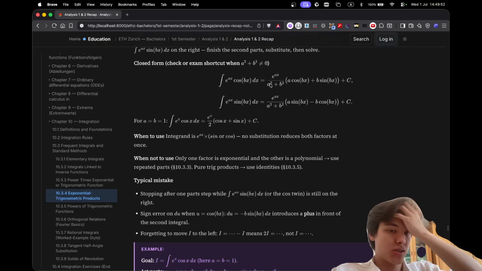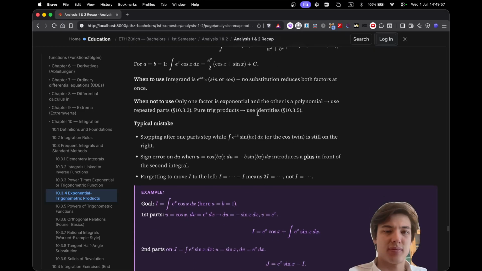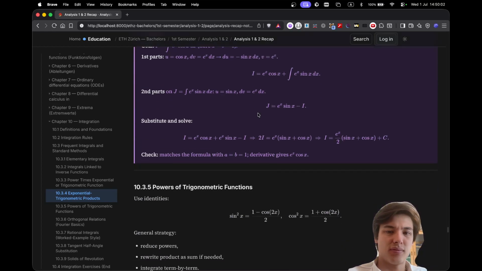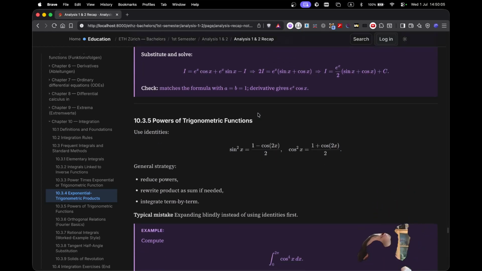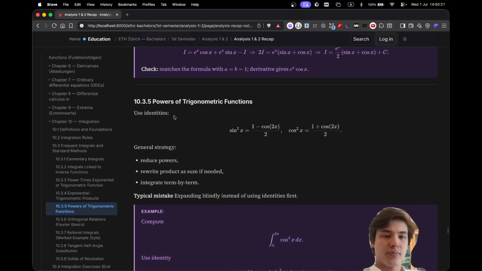Receiving closed form solutions. Yeah, we have powers of trigonometric functions. We can use the identities. Well, I have to learn that by heart.